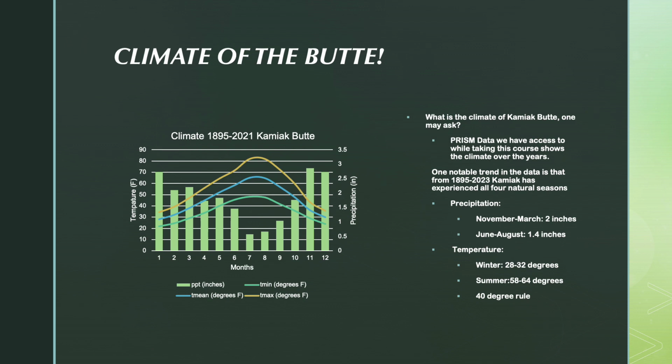And plants on Kamiak Butte need at least 2 days in a row of 40 degrees or higher to be able to photosynthesize, so most of the plants don't even start to bloom until mid-spring to early summer months.